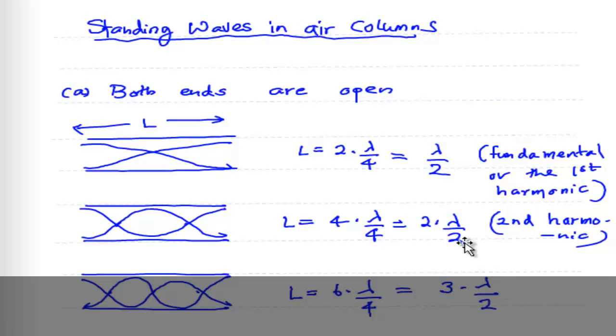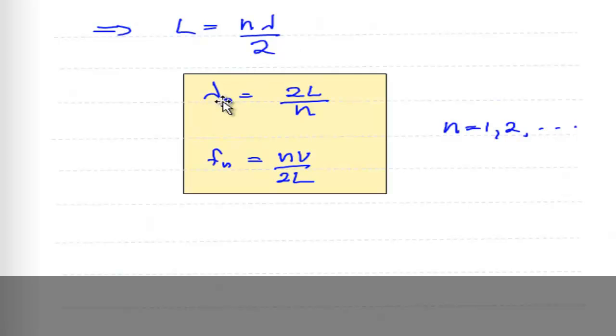Now we can see the relationship is 1 times lambda over 2, 2 times lambda over 2, 3 times lambda over 2. So for the nth mode, n times lambda over 2. From that, we can write the wavelength of the nth mode, which is 2L over n, and the frequency of the nth mode is nv over 2L.